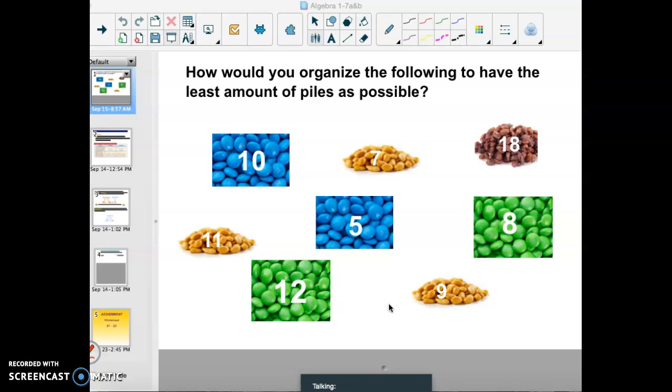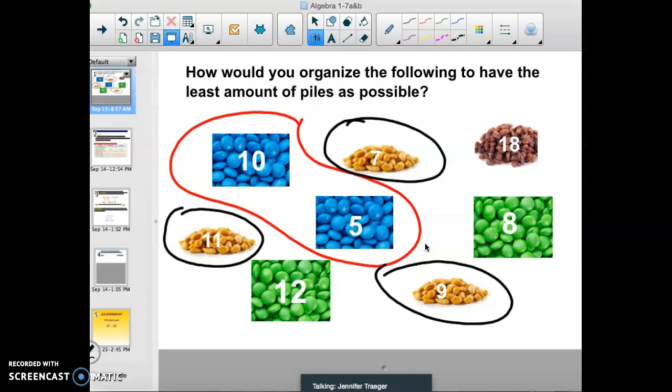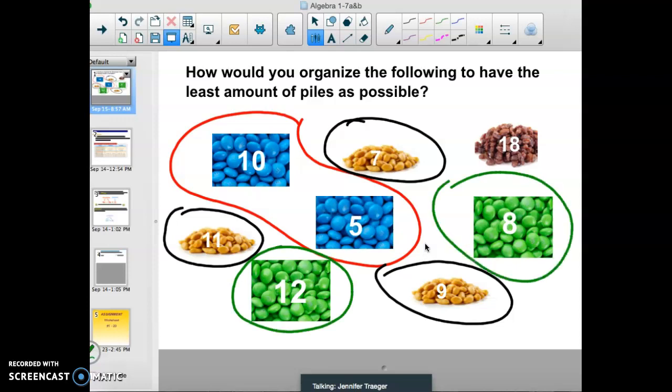You could combine the blue piles. Yep, I could combine these blue piles right here. What else can I put together? Alex? All those oranges, yellow. Yeah, these are peanuts. So we're going to put all the peanuts together. Anything else? Do I have any other piles that I can put together? Sam, what do you think? The green M&Ms. Okay?